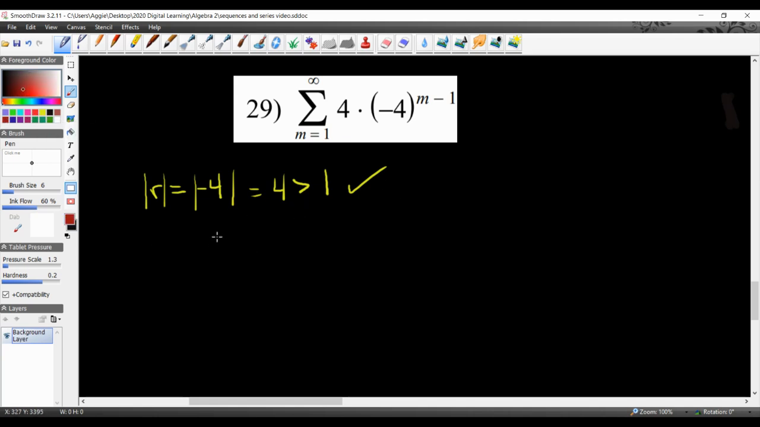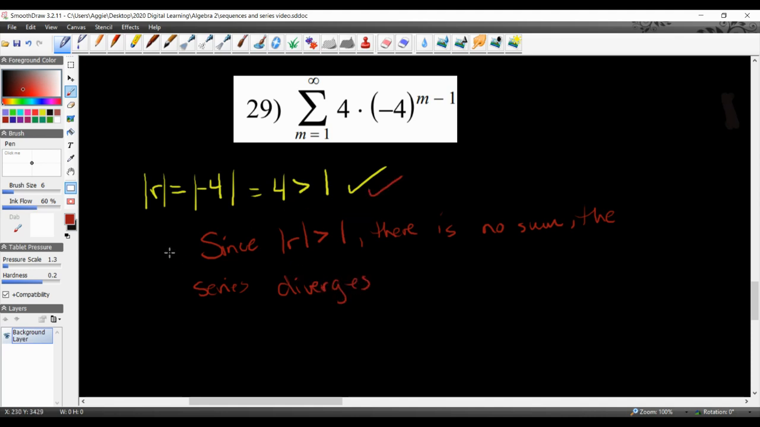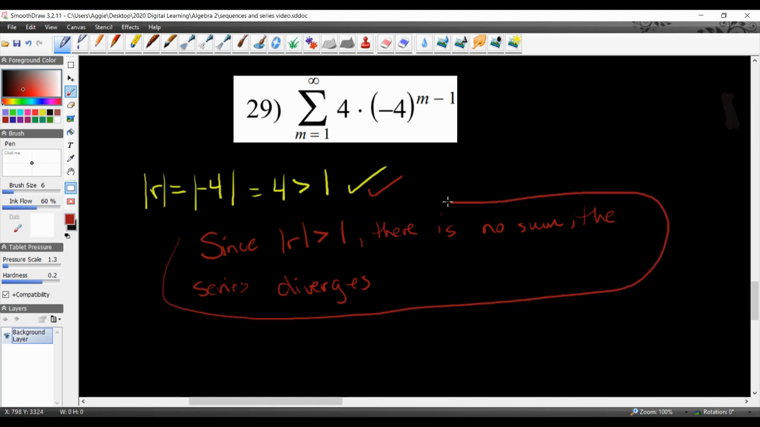So this series, since the absolute value of r is greater than 1, there is no sum. The series diverges. And that's it for this one. We don't have to show any more work because this is our work. See, didn't take that long.